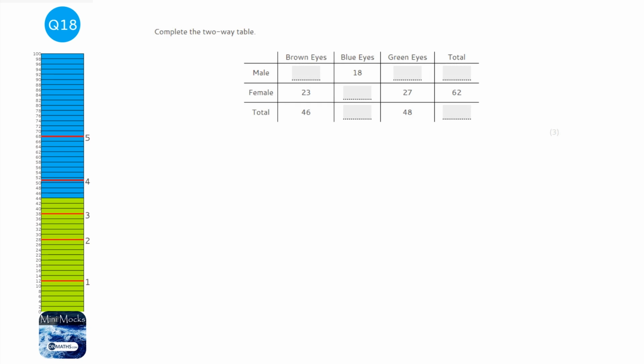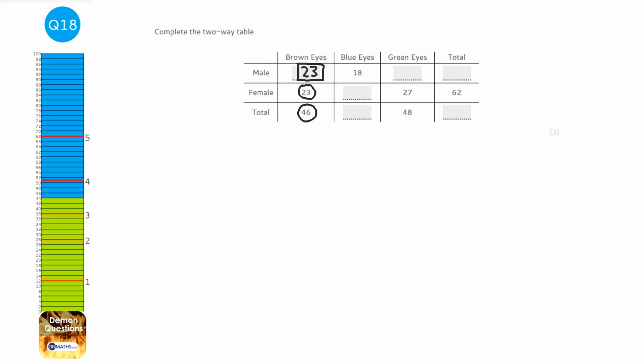With two-way tables, we've got to use the totals to work out the missing numbers. So a nice place to start is this box here. If we have a look, we've got a total of 46 people with brown eyes. 23 of them are female. So all we need to do is 46 take away the 23, and that leaves 23 left over.